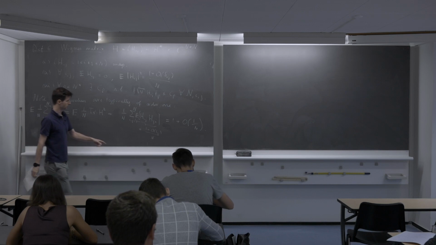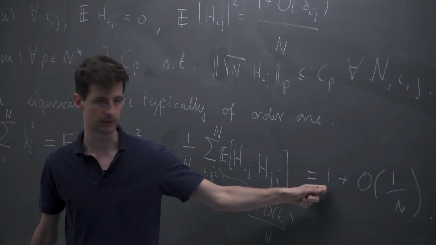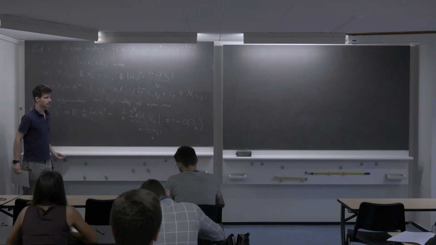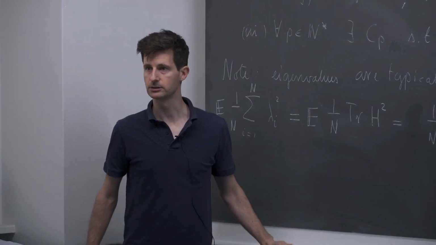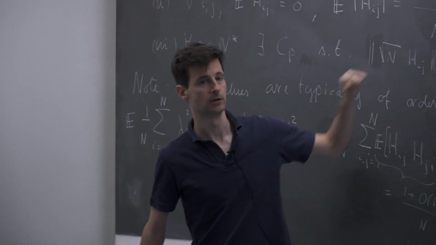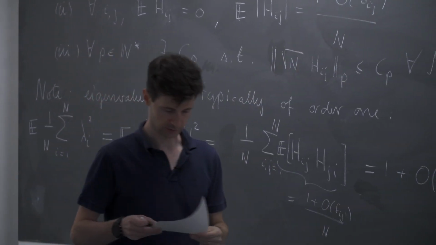Okay, but you see this 1 over n is important. That's the thing that guarantees that this is of order 1. In fact, it's equal to 1 plus a term of order 1 over n. Okay, is this all right? So this shows that this is the good normalization, and hence also this one to put in front of my matrix.